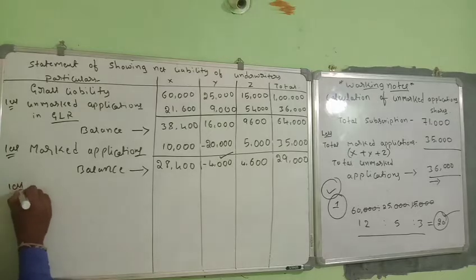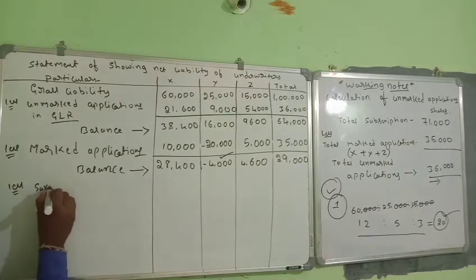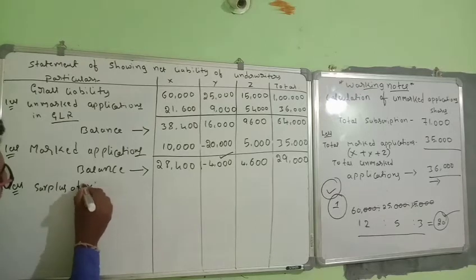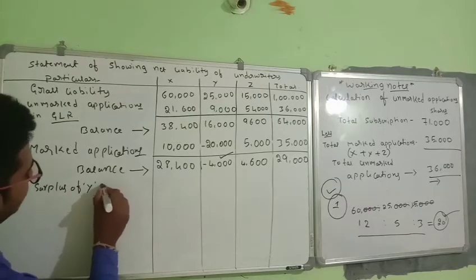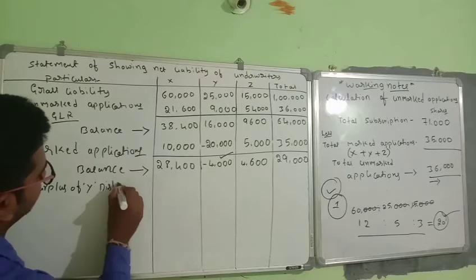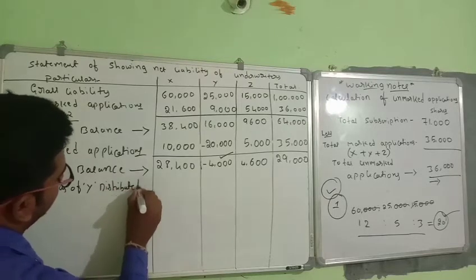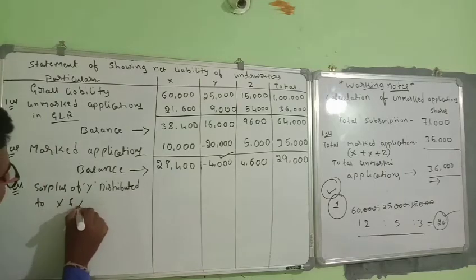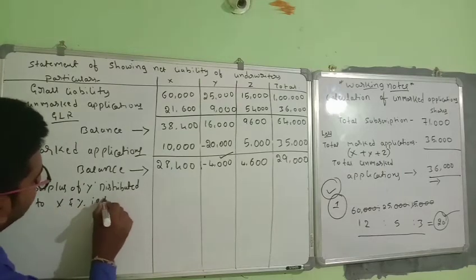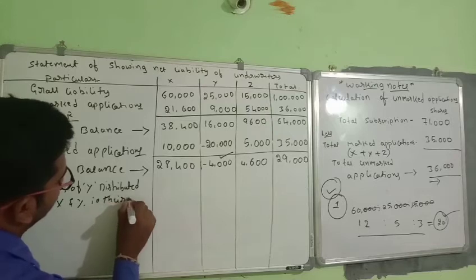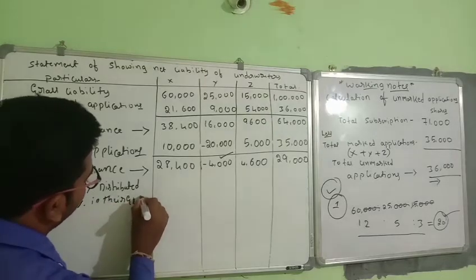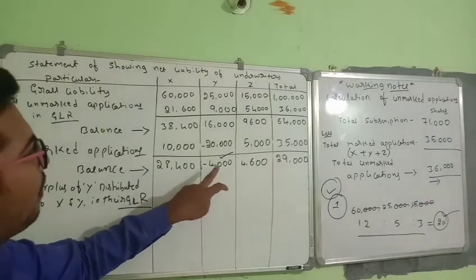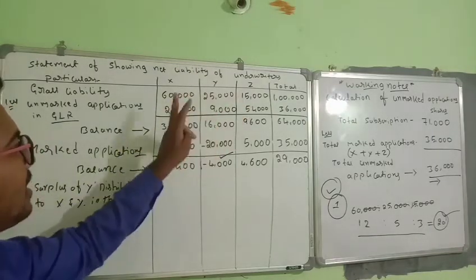Less surplus of Y, distributed to X and Z in the gross liability ratio. Surplus of Y distributed to X and Z in the gross liability ratio.